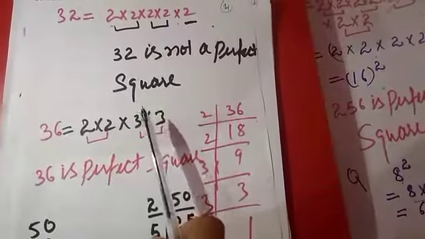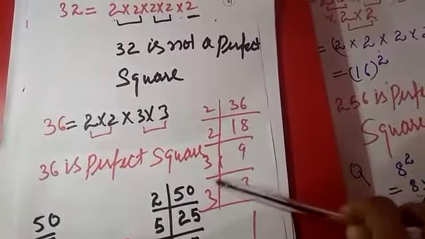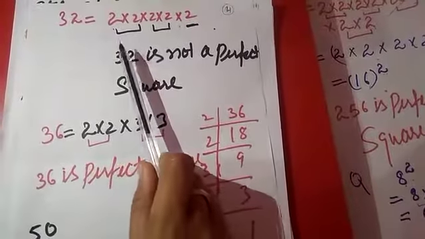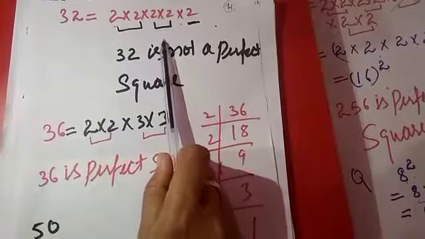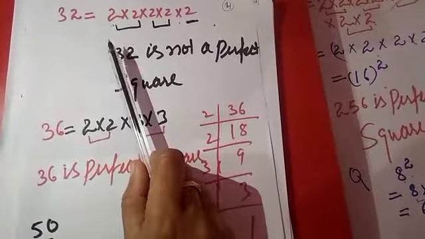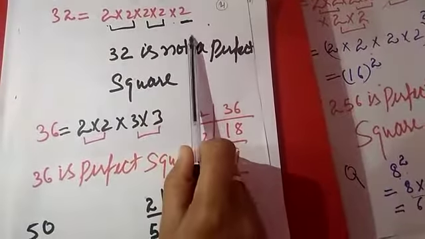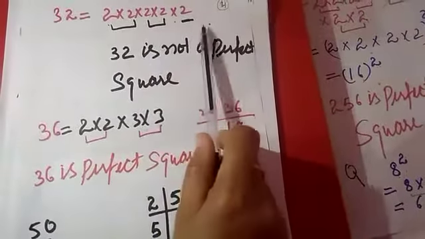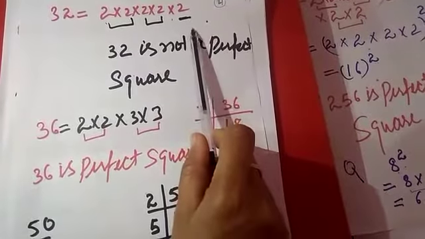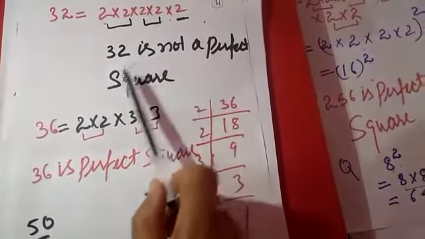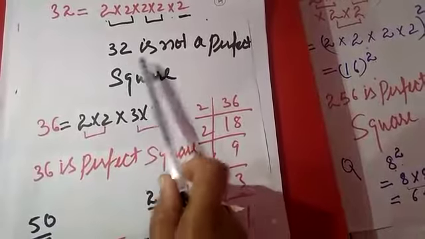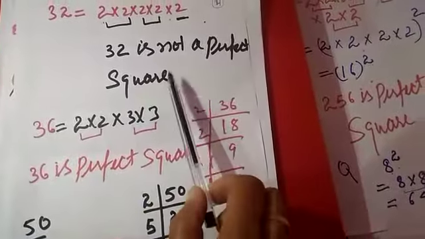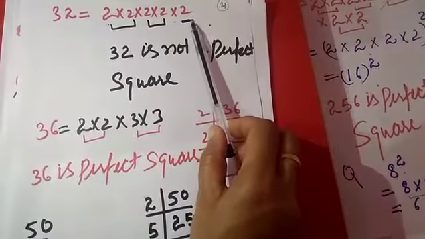We will check it again by making the factors of 32. In this way I have written the factors: 2 multiplied by 2 multiplied by 2, five times. After making the pairs we get a digit 2 which is single, not having any pair. So it is a single digit. When we get a single digit at the last, we denote it as not a perfect square, because this 2 has no pair.